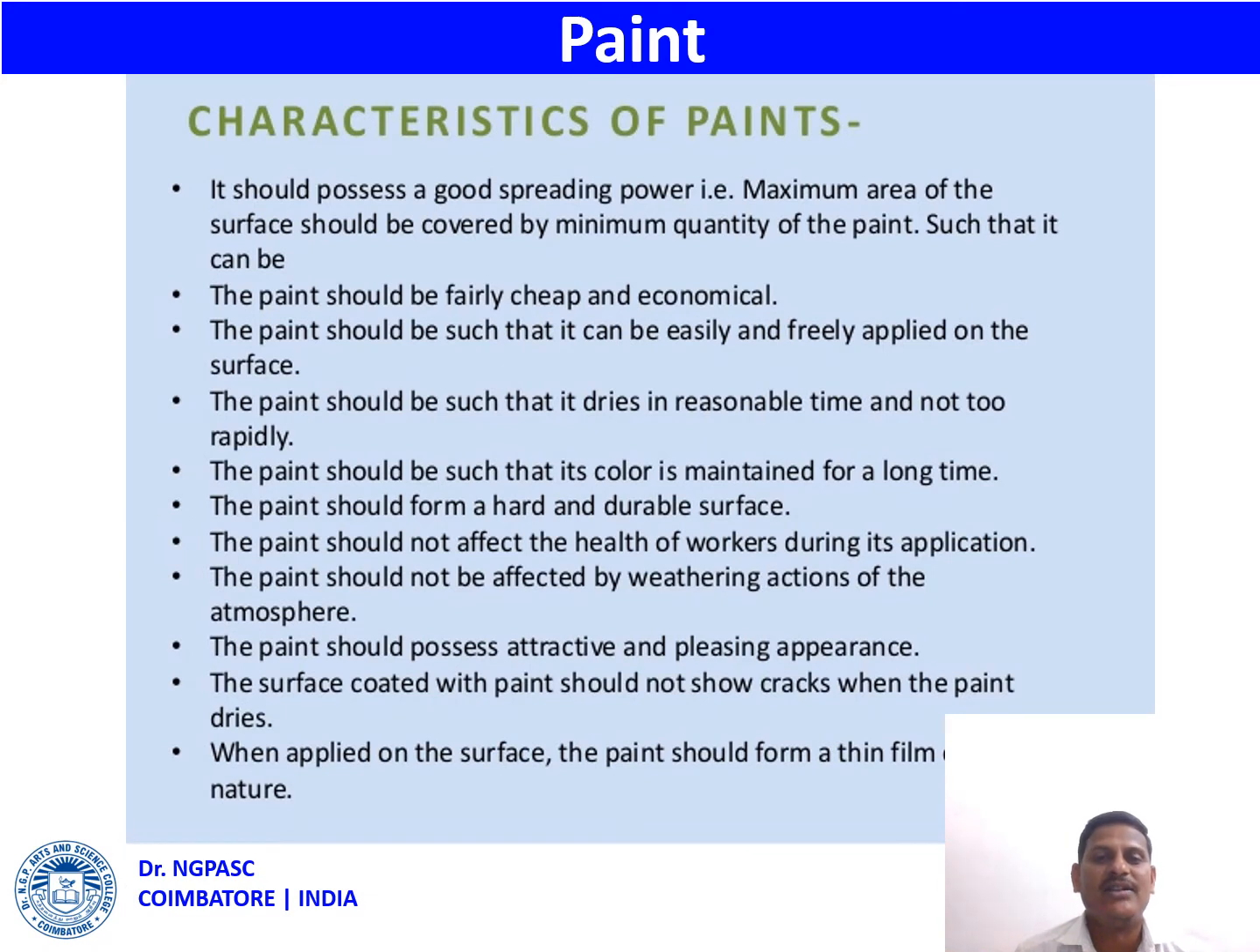Our next important thing is the main characteristics of paint. Taking a particular paint, what are the salient characteristics? It should possess a good spreading power, that is, the maximum area of surface should be covered by a minimum quantity of paint. The paint should be fairly cheap and economical. Another one is that the paint should be easily and freely applied on the surface.